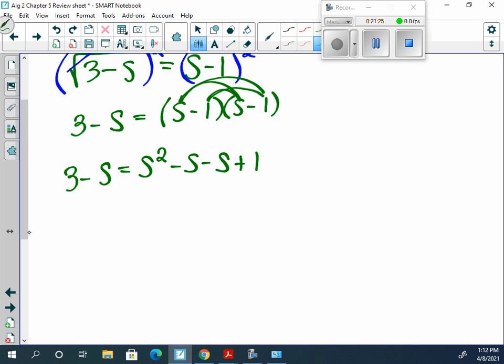Any questions on this so far? Now we can combine like terms. So 3 minus s, so over here, we're going to have s squared minus 2s plus 1. Now, because we do have a quadratic, we have s to the second power, we do need to get everything on the same side of the equal sign.